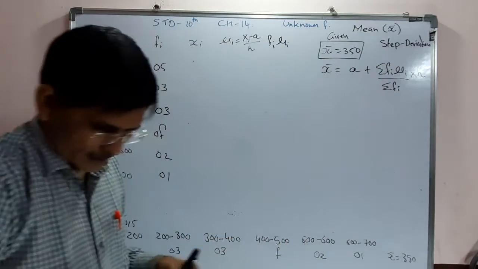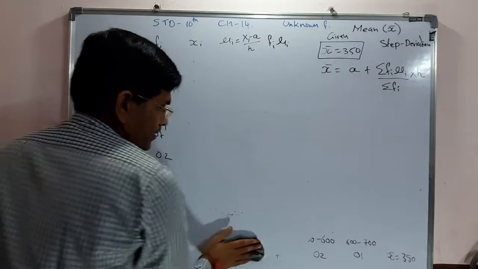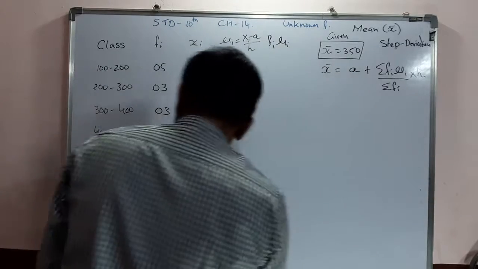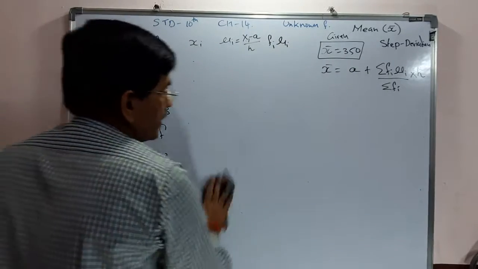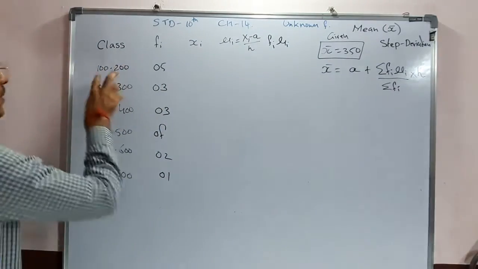X bar is given as 350. Now we have to start the calculation. What do we have to find out first? We have to find out xi. How can we find xi? By using upper limit plus lower limit, divided by 2.